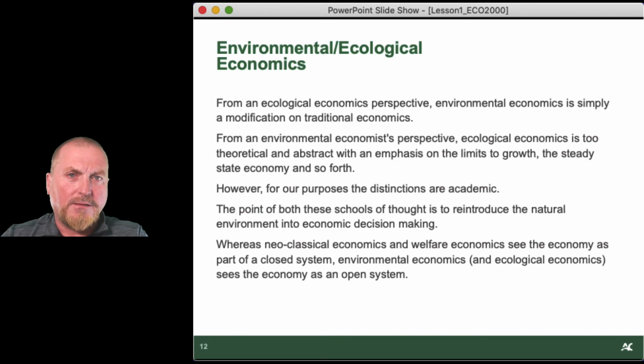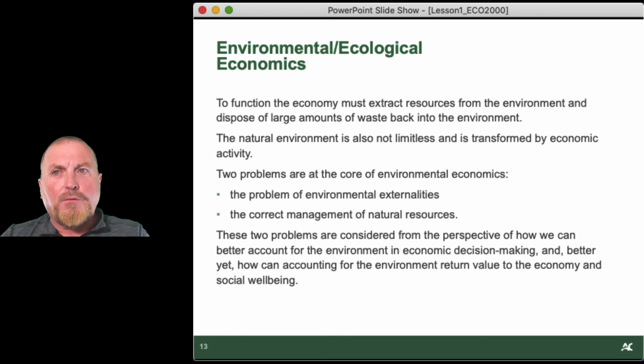Okay, and they would argue that to function, the economy must extract resources from the environment and dispose of large amounts of waste back into the environment, which we in fact know is the case, right? I mean, this is realistic. This is reality, in fact. Okay. The natural environment is also not unlimited and isn't unaffected by economic activity.